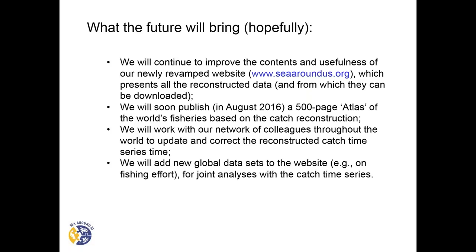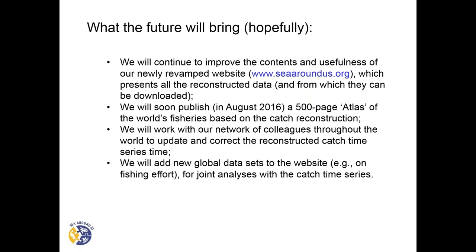So in the future, we have made this data available. Everything that we have presented to you is available online, and we will make this database ever more detailed, ever more available. We will also publish an atlas of about 500 pages that documents for each country the method that we have used, and also documents for 273 countries or parts of countries the summarized catch trends. We have just sent back the proof to our publisher today.